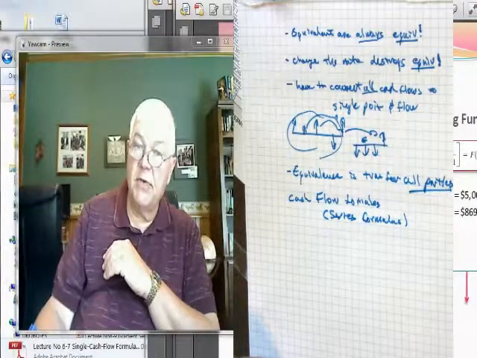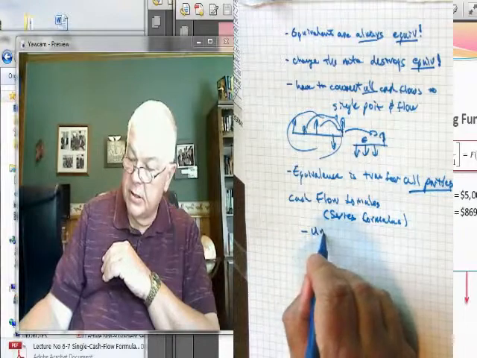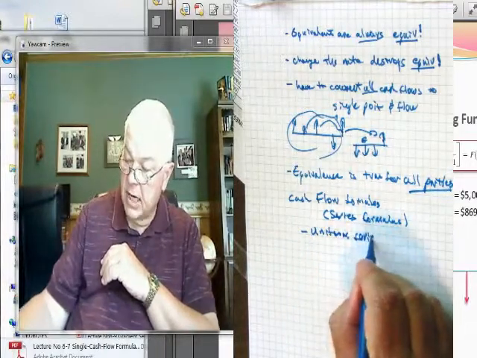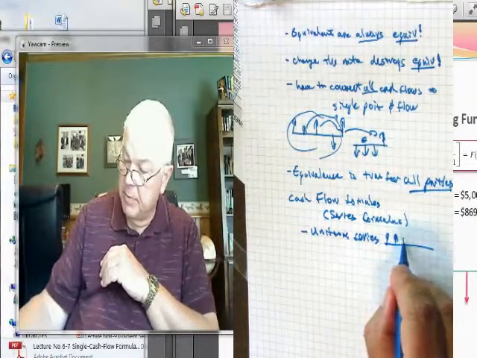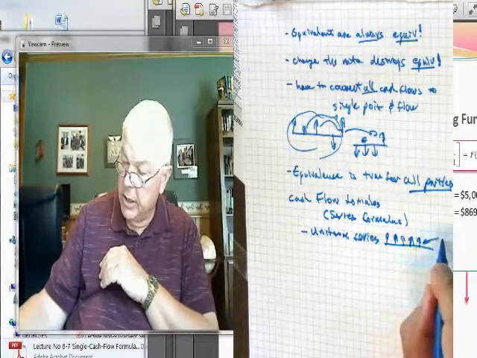The basic formulas people use are uniform series, and it's just like it sounds. The cash flow is, well, you have a constant payment. This constant payment, by the way, is called an annuity.